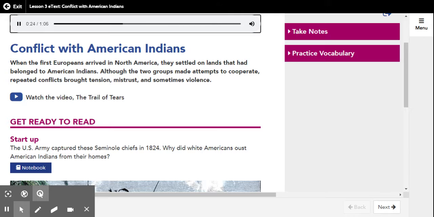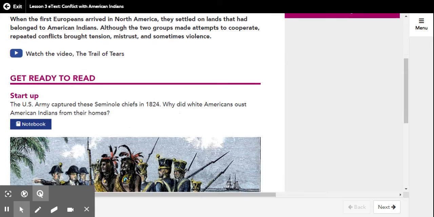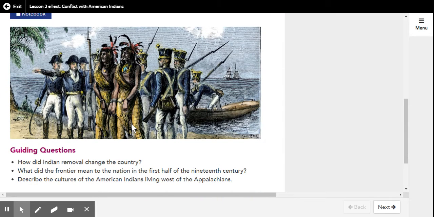The U.S. Army captured these Seminole chiefs in 1824. Why did white Americans oust American Indians from their homes? Guiding questions. How did Indian removal change the country? What did the frontier mean to the nation in the first half of the 19th century? Describe the cultures of the American Indians living west of the Appalachians.